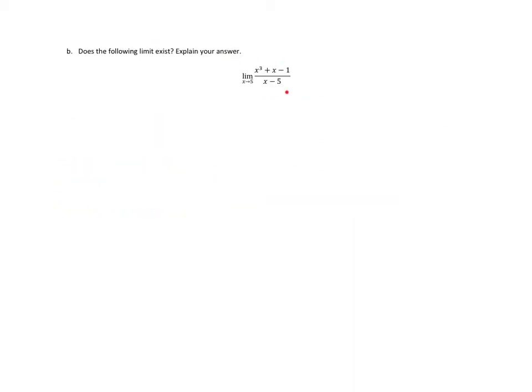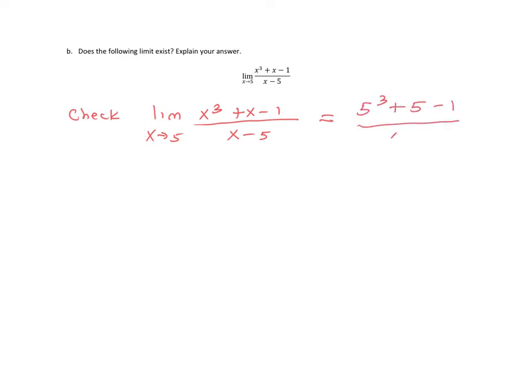To determine if this limit exists, we could start by just attempting to put 5 into the function and see what happens. So this is kind of like a check. So the limit as x approaches 5 of x cubed plus x minus 1 over x minus 5, is that going to work out if I just put in 5 cubed plus 5 minus 1 all over 5 minus 5? And the answer is no. The top is going to be 129, and the bottom is 0. And in a rational function, if you have a non-zero number divided by 0, this means there's a vertical asymptote in the function.